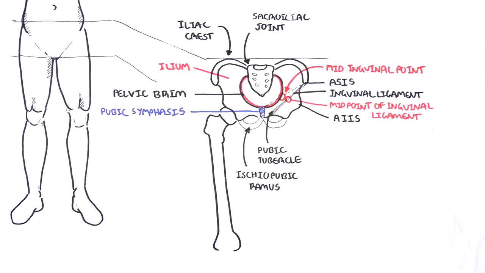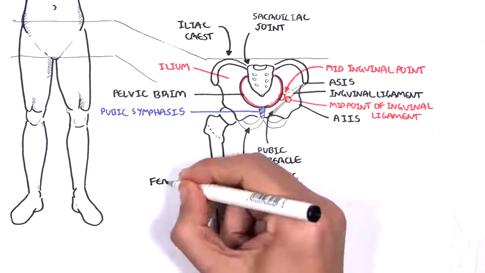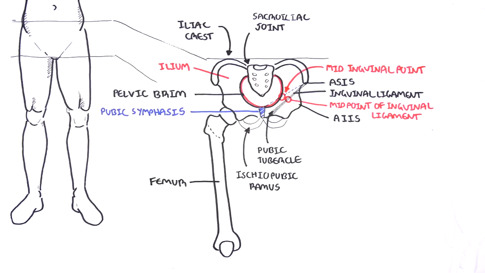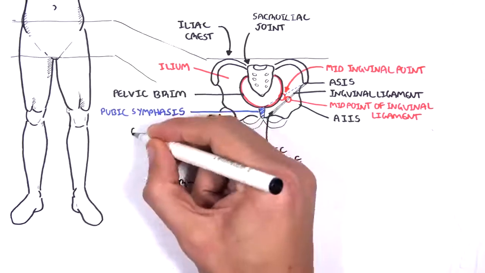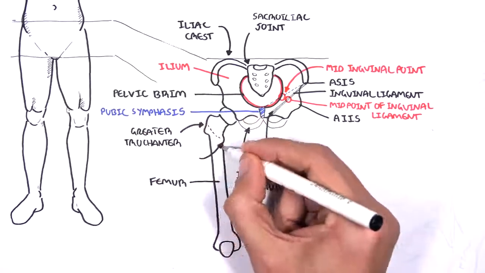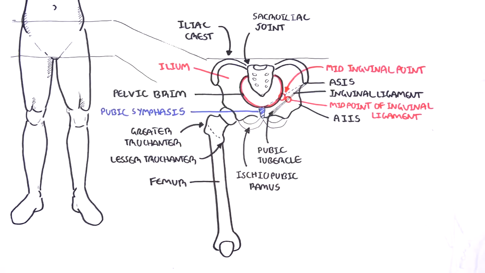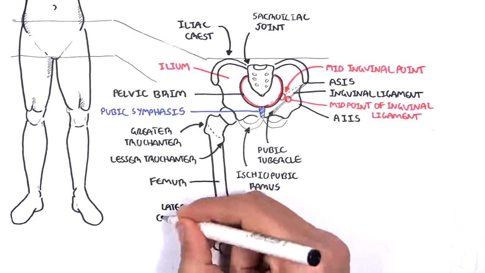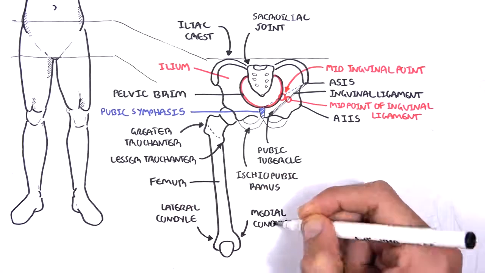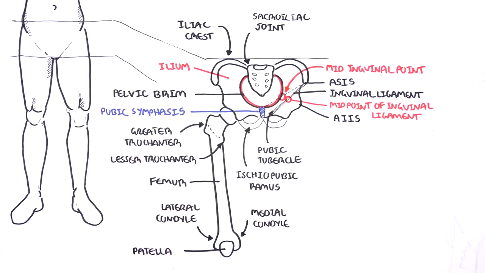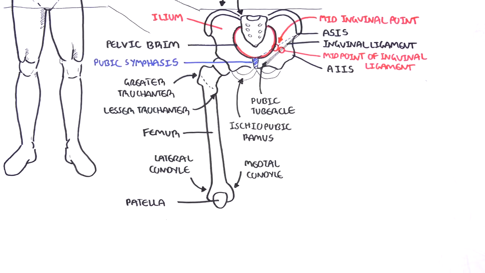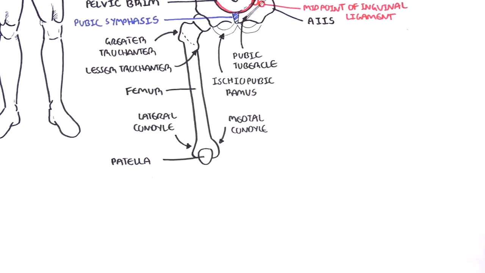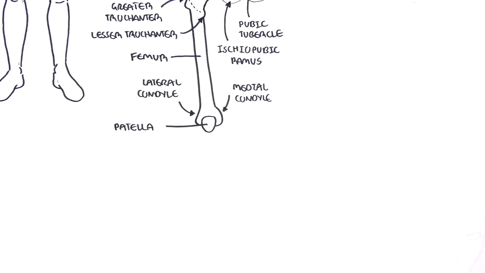Now for the femur. The femoral head articulates with the acetabulum, which is a socket formed by the hip bone. The hip joint is a ball and socket joint. Important parts of the femur to know are the greater trochanter, lesser trochanter, and at the distal part of the femur, we have the lateral and medial condyles. There is, of course, the sesamoid bone in the infamous patella.